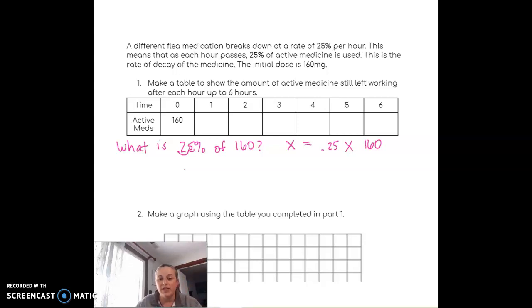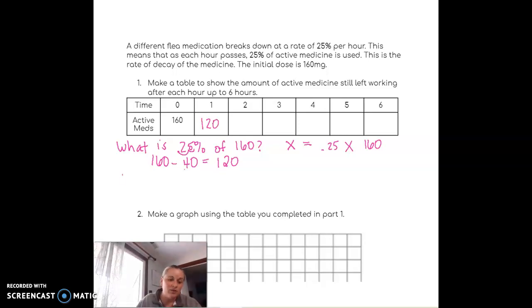But this 40 is not what's left working. This is what is actually taken away. So we take 160 minus the 40 that's no longer good. That 40 represents the amount of medicine that's no longer active, leaving us with 120 milligrams. So 1 hour passed, and we still have 120 milligrams left working for us.